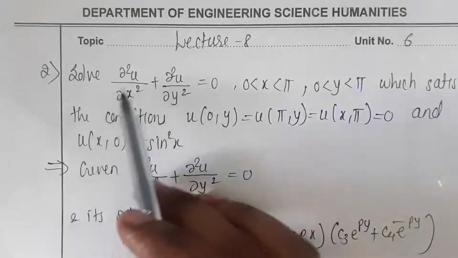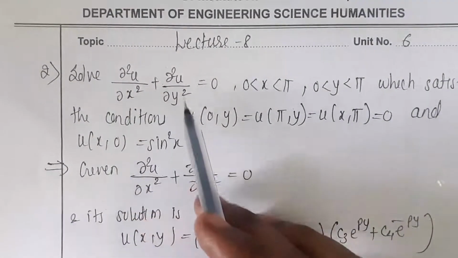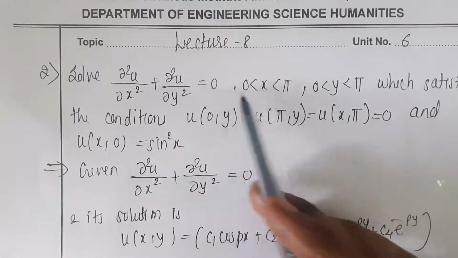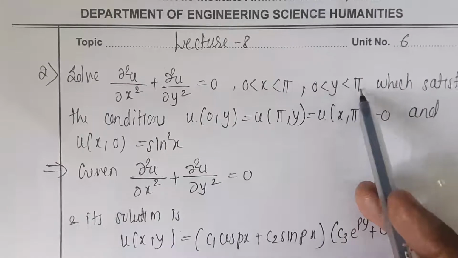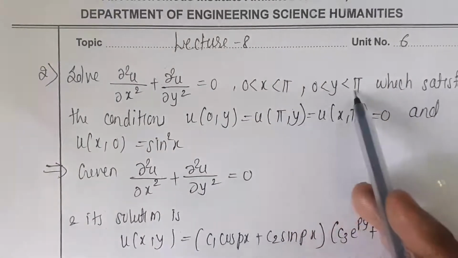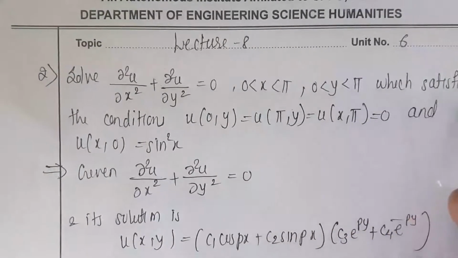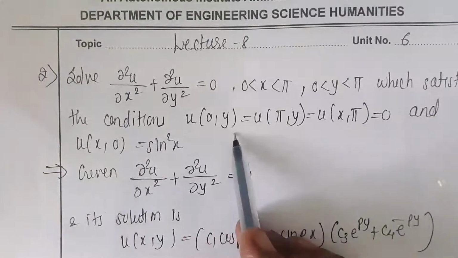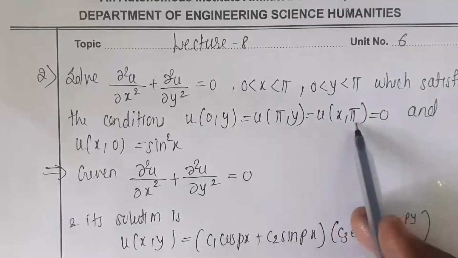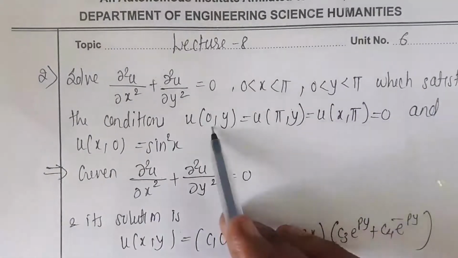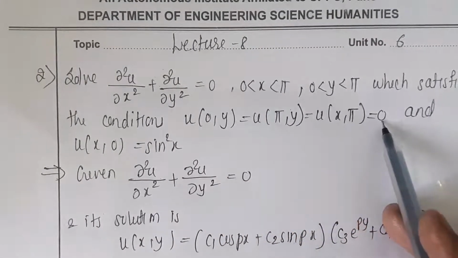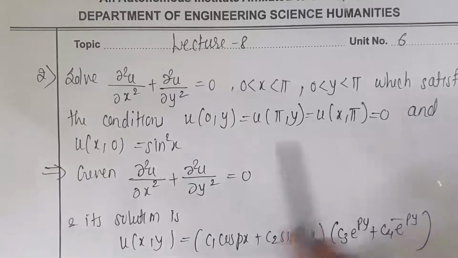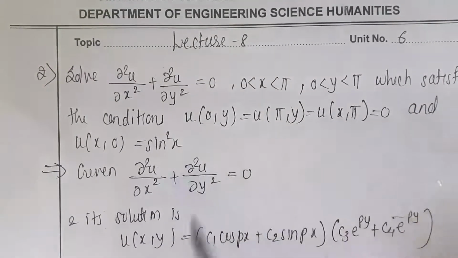The example is to solve ∂²u/∂x² + ∂²u/∂y² = 0. The range is given for x as 0 to π and for y as 0 to π, meaning x and y are both finite. It is fixed, which satisfies the conditions u(0,y) = u(π,y) = u(x,π) = 0. That means at x = 0, at x = π and y = π, the value of temperature becomes 0, and u(x,0) = sin²x.